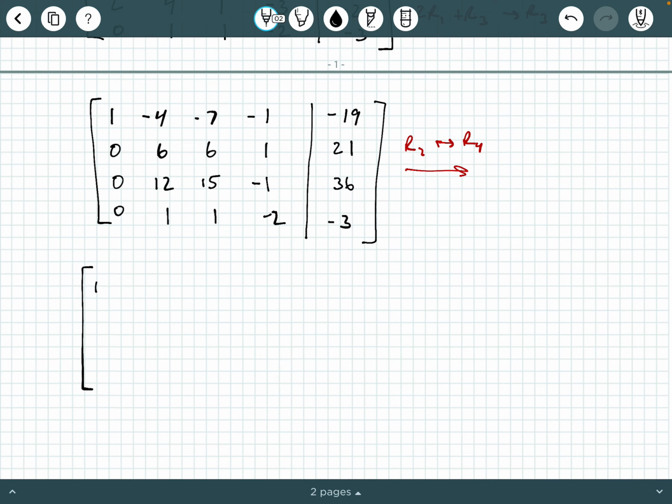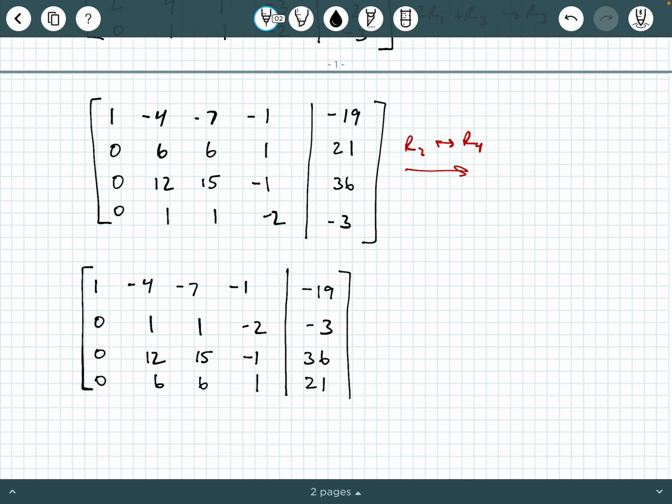All right, so row 1 is not changing. We're swapping, let me draw that partition line a little better. We're swapping row 2 and row 4. So here is the new row 2. Here's row 3. And then the new row 4 is 0, 6, 6, 1, 21. Okay. Now, this will help us possibly avoid fractions for as long as we can anyway.